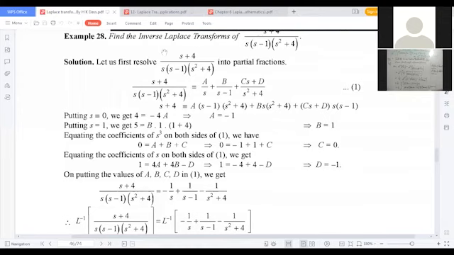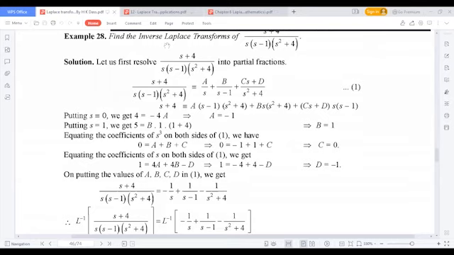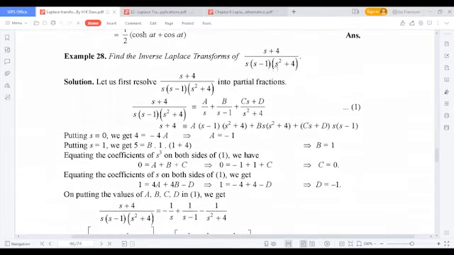Okay, now another example. Find the inverse Laplace transformation of s plus 4 divided by s into s minus 1 into s square plus 4. So let us first resolve it by using partial fractions. There are four variables in the denominator.